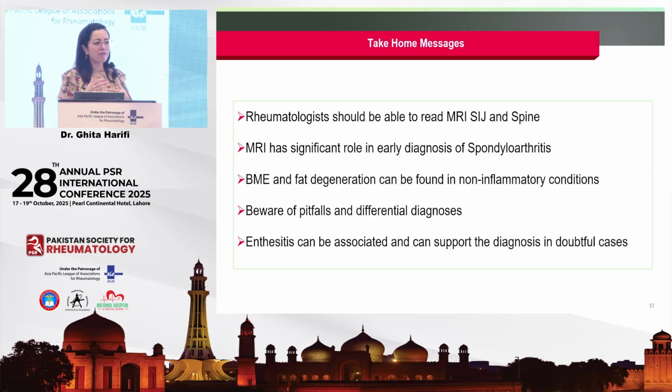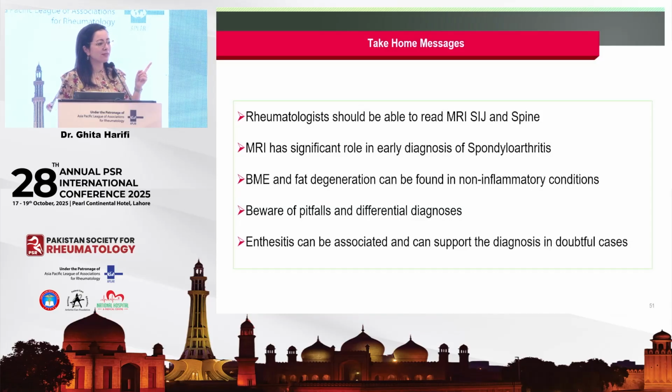Bone marrow edema and fatty degenerations are not specific. They can be seen in non-inflammatory conditions. The ASAS definition right now of sacroiliitis is meant to be modified soon, with probably more structural changes required for the diagnosis, to avoid over-diagnosing patients because of bone marrow edema.